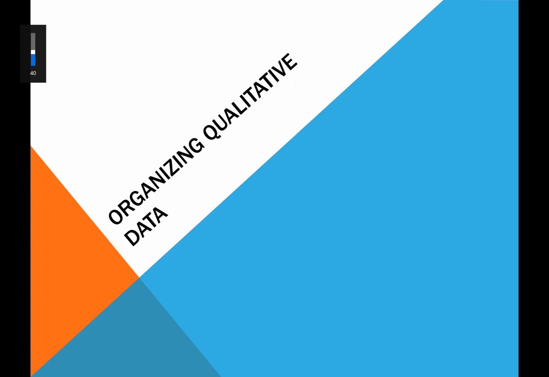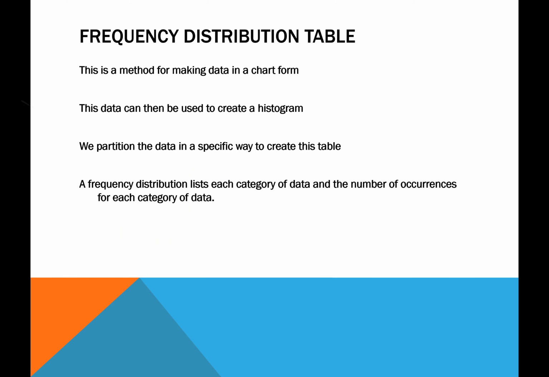For this data, what we're going to do is organize qualitative data. We're going to do this through what's called the frequency distribution table, and we're going to do it for qualitative data, which means descriptive words that we're going to count. We're also going to make other charts later in these videos, so keep watching.